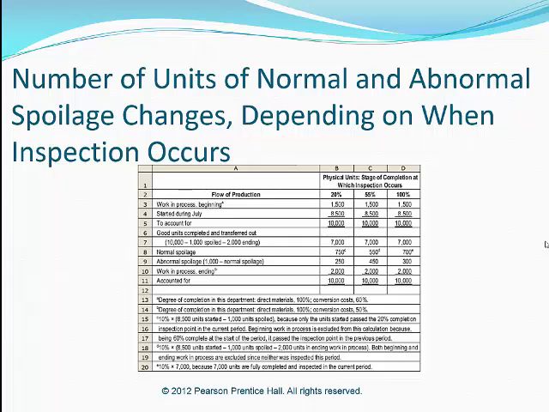In regards to our normal and abnormal spoilage changes, depending on when inspection occurs, I don't believe you've got a homework problem in regards to this, but recall that we were making the assumption in Chapter 18 that our units were inspected at the end of the process. If that is not the case and it's throughout that period of time at different points within the process, then that would change how we go about calculating our equivalent units, and we would have to add additional lines to our process costing form in order to be able to put those costs where they need to go in regards to those units. And that is the rest of Chapter 18.